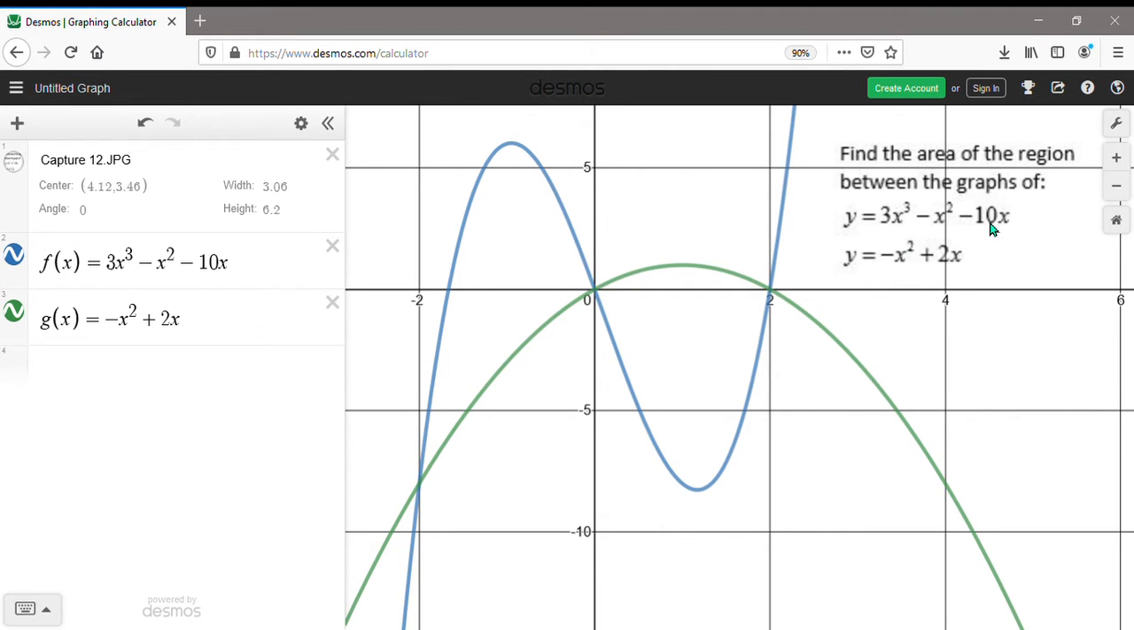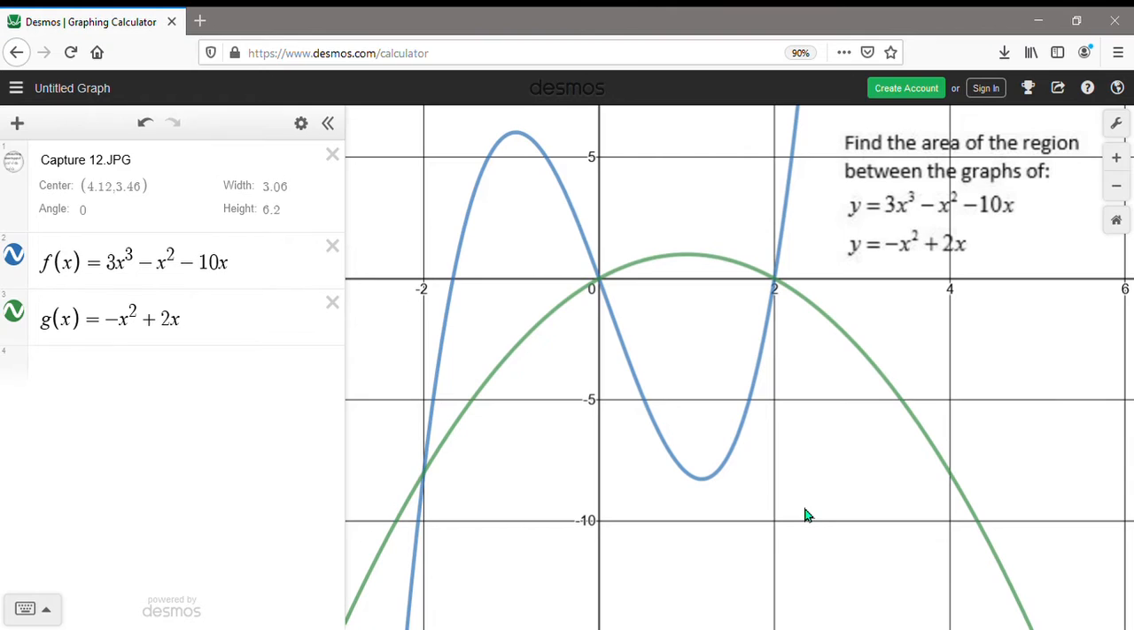So I made the first equation f of x. I made the second equation g of x. I found a window here that I can nicely see what needs to be seen. Now, one of the key differences between this problem and the type that we did prior to this problem is we end up getting two bounded regions here. We got this region here that's on the left, and we got a second region that's on the right.